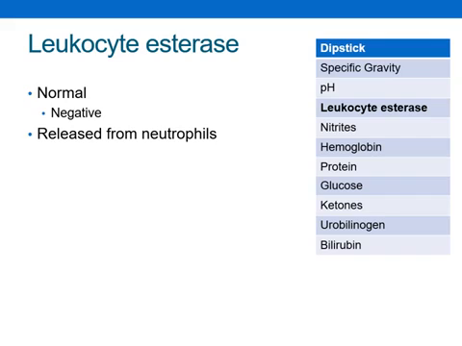Leukocyte esterases are not normally found within the urine, so a normal test result would be negative. If it happens to be positive, infection should be considered. Leukocyte esterases are released from neutrophils, and the presence of neutrophils could indicate either pus or an infection. So that could help lead you towards the diagnosis of a UTI.